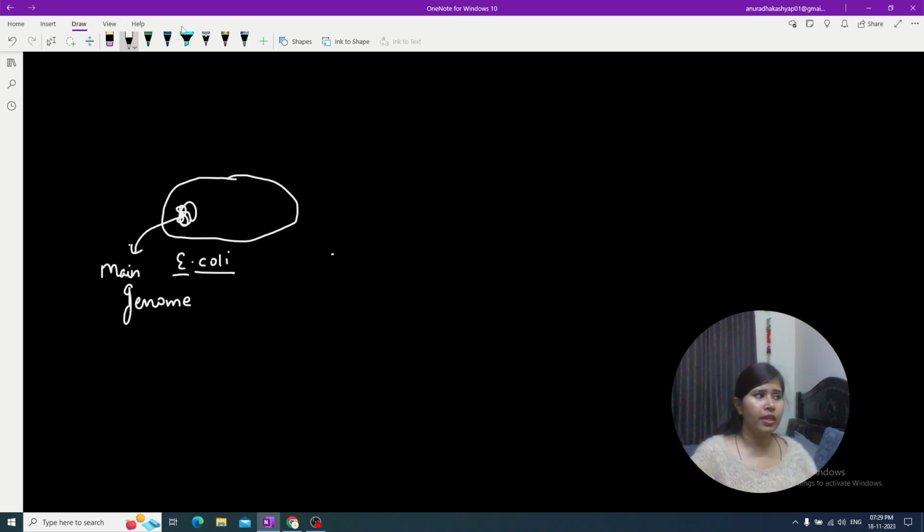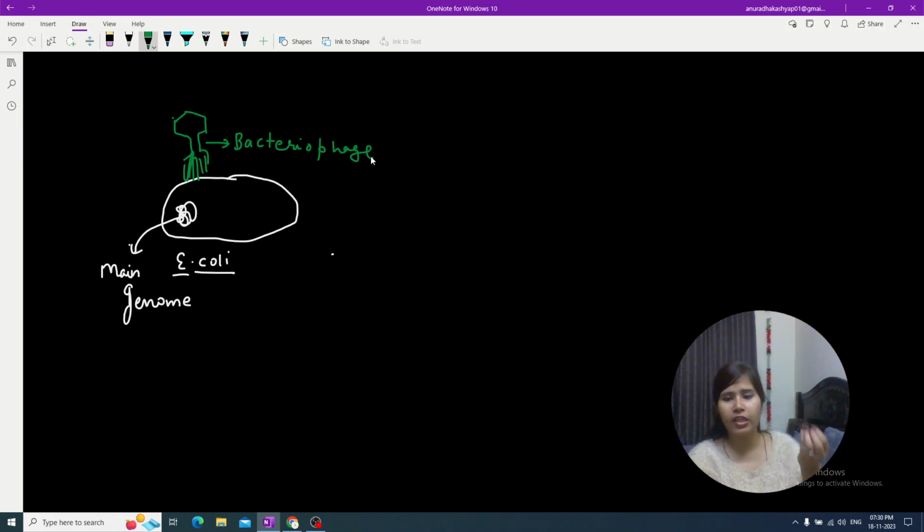Now, there is a kind of virus called bacteriophage. What is a bacteriophage? Bacteriophage is a kind of virus which can feed upon bacteria. The bacteriophage comes and sticks to the cell wall of the bacteria, and it inserts its DNA, or we can say its genetic material, inside the prokaryote, inside the E. coli. This genetic material of the bacteriophage now inserts itself inside the main genome of the prokaryote, due to which the whole machinery of the prokaryote will be hacked by the bacteriophage.